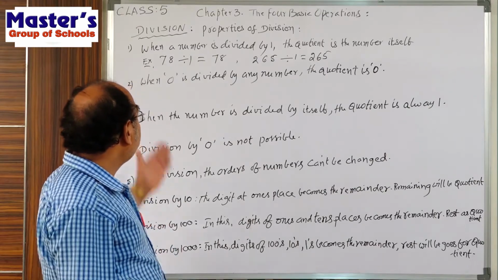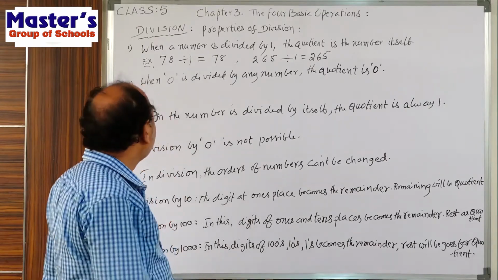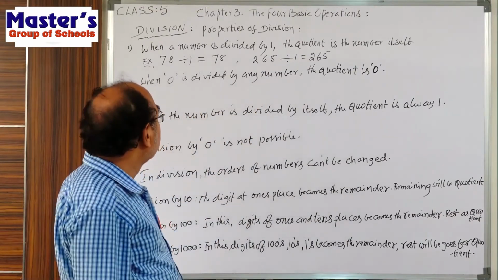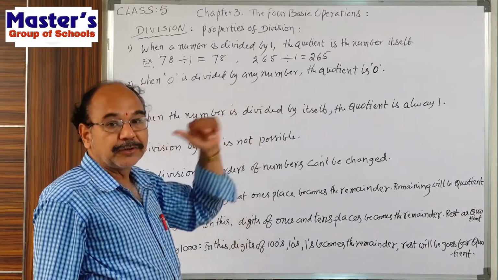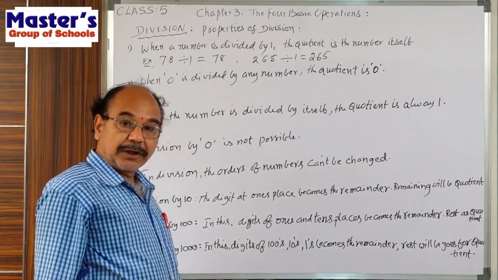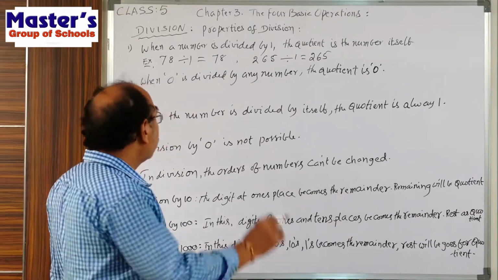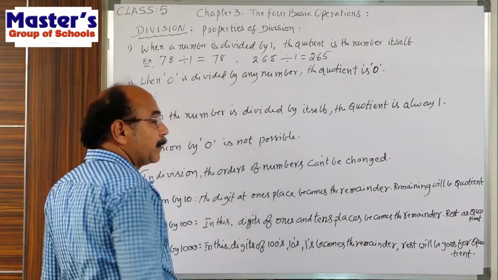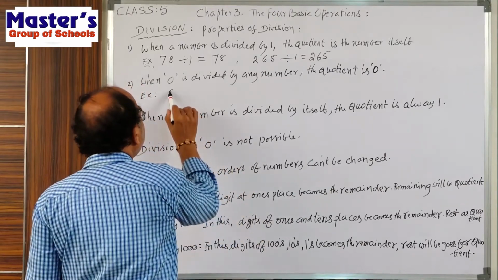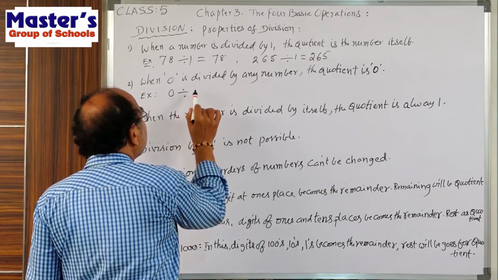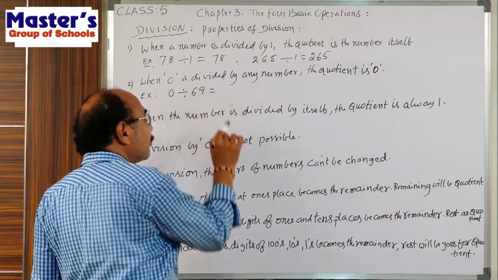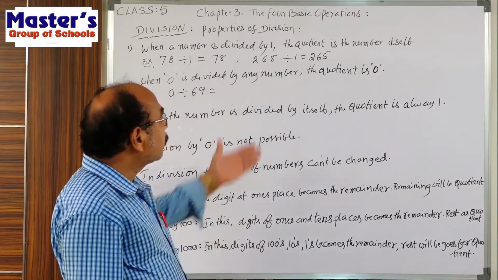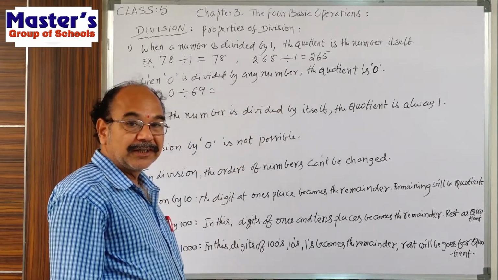Now, come to the second property. What is the second one? When 0 is divided by any number, the quotient is 0. That is the second one. Let us take one example. Divide 0 with 69. Then the quotient is 0 only.